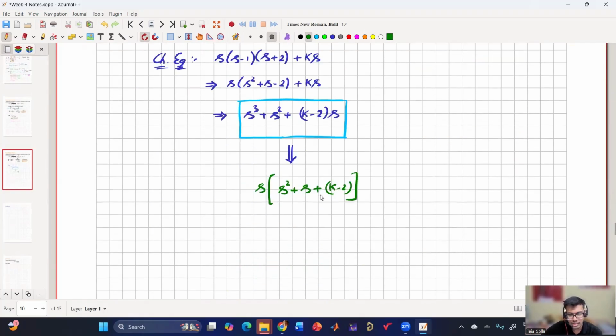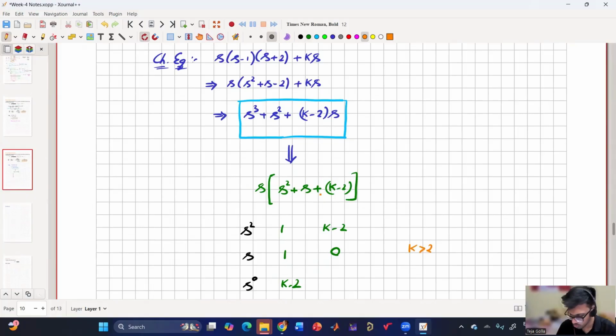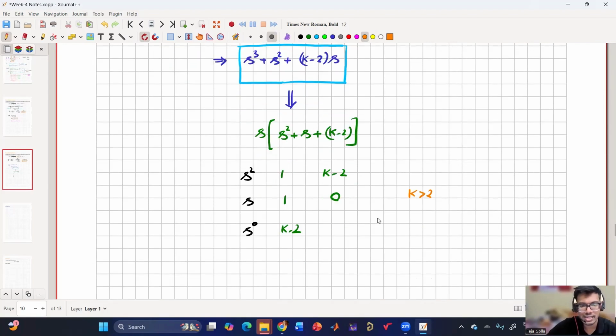So now let us write the Routh-Hurwitz table of this. We can get s square, then s, and then s to the power 0. So s square is 1 and K minus 2. This is 1 and again this is 0. So we'll get K minus 2, which is what you said again. So K is greater than 2. So if K is greater than 2, then what will it be?